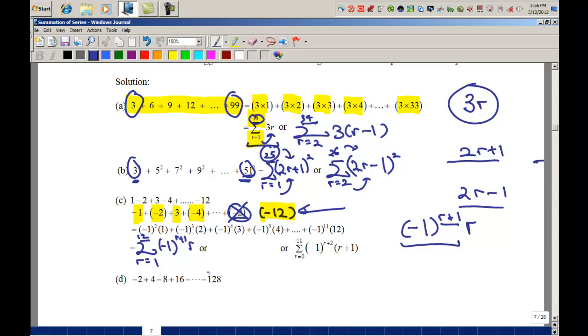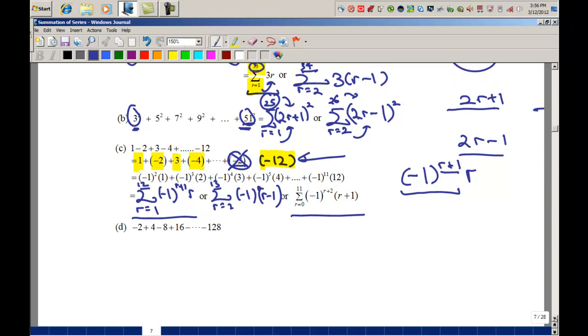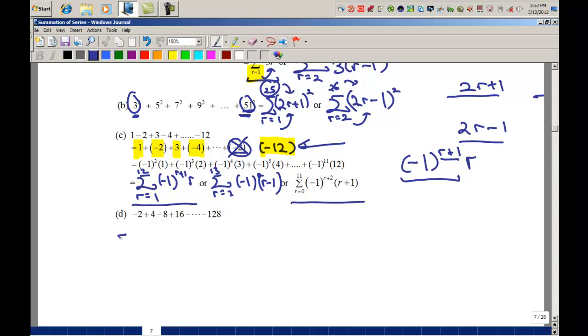Now, there are other representations. You don't have to stick with this one. You could have used this. Okay? They are all similar. Another one that you can also use is the summation of minus 1 to the r minus 1, times r, and then r runs from 2 to 13. Now, it's not important to know all the different representations, but it's important to know how you can change from one representation to the other representation. We will talk about this in the next few examples. But before that, can you try D on your own?